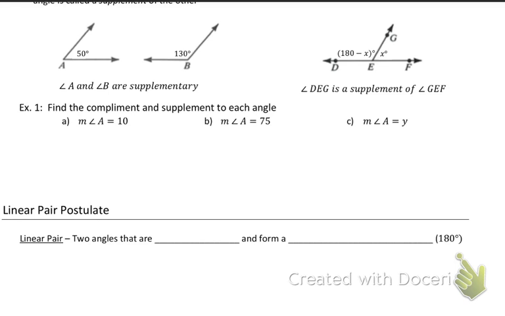So, example 1. We are supposed to name the complement and supplement of each of these angles, reminding yourself what those mean. So I need a complement and a supplement of each of these. I don't want you to shout anything out. I just want us to think about this. I need a complement for 10 degrees, and I need a supplement for 10 degrees. Write down what you think the answer should be.